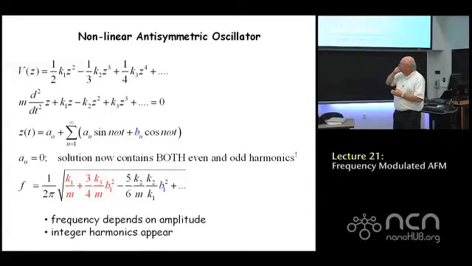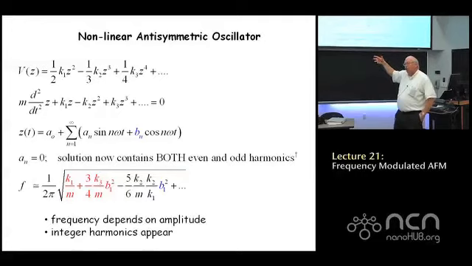Now the frequency of oscillation is a little bit more complicated than before. Why is it a little bit more complicated? Because it's got a positive sign for B1 squared, and then it's also got a negative sign for B1 squared. So now, whether the frequency is going to go up or down is going to depend on the relative magnitudes of the coefficients in front of the B1 squared term, right? So it's a little bit more complicated. Again, the frequency depends on amplitude, and these integer harmonic solutions start to come out.